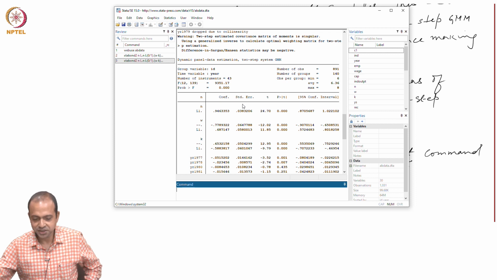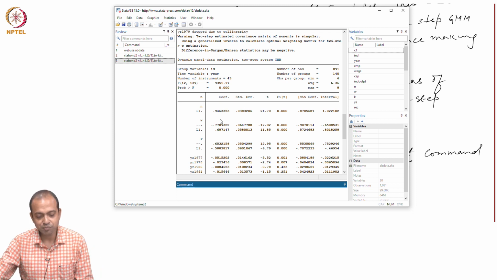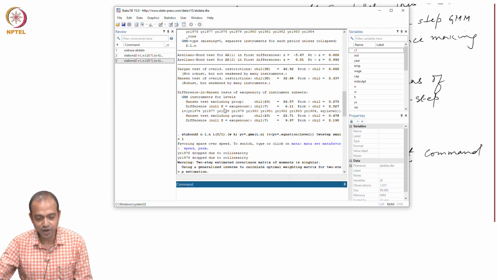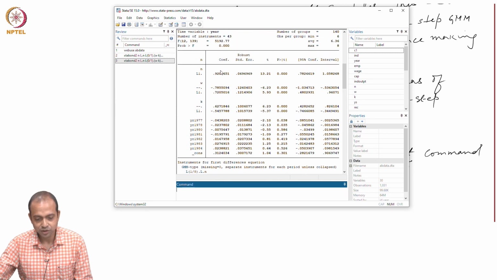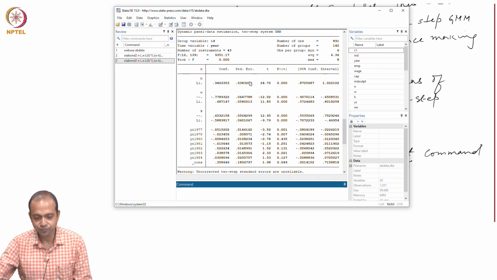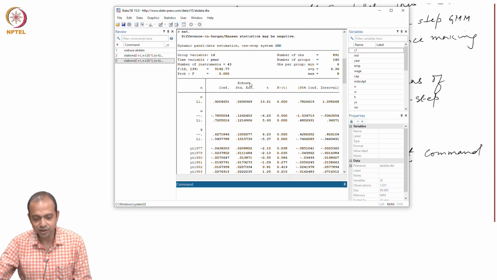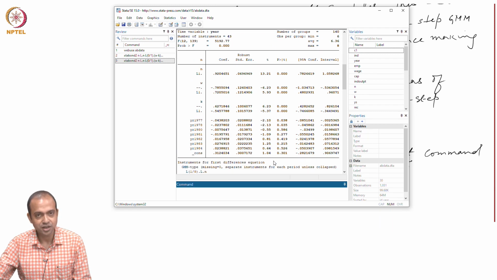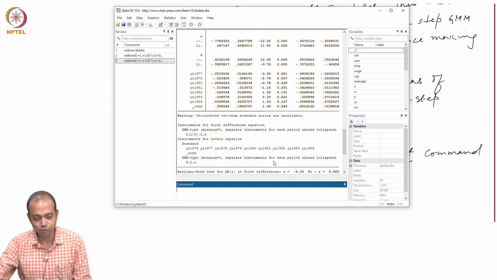So, what I am saying is that this two step estimator 0.94 is more consistent compared to the one step. Both of them are lying within the interval, but this is downward bias. Okay, this is downward bias. You can see this is 0.038, earlier this was 0.06. So, compared to this, this is less. So, two-step is downward biased.